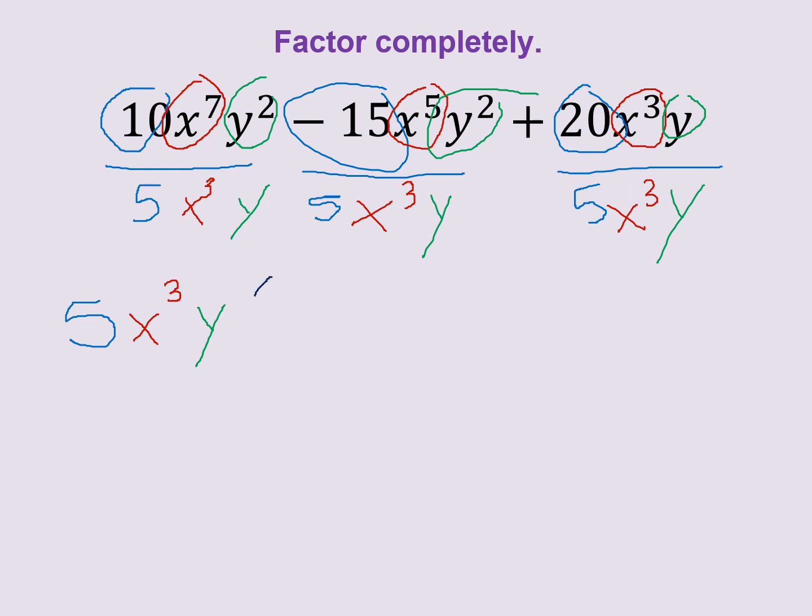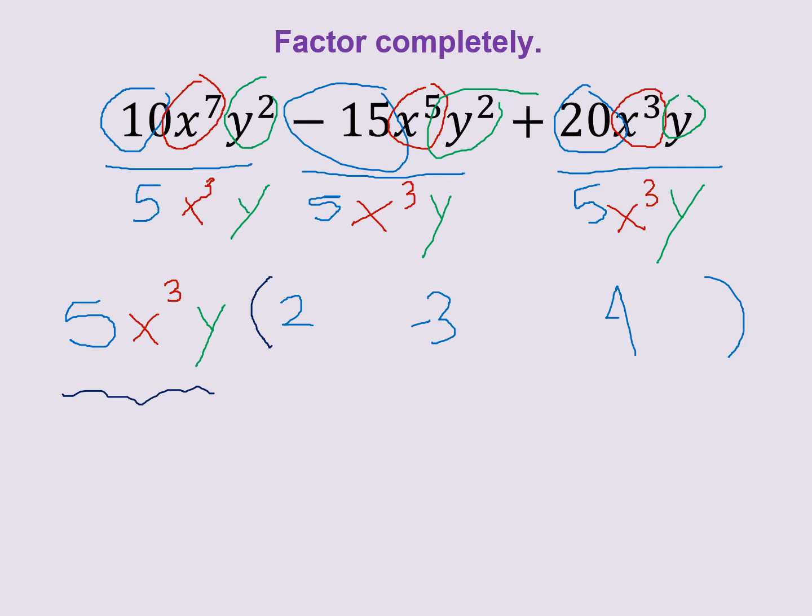So I'm going to put a parenthesis. So this right here is one of our factors. It doesn't just disappear. So then when I look, I'm going to deal with the numerical parts, and I'm going to say 10 divided by 5 is 2. And if we want, we can skip over to the middle. -15 divided by 5 is -3. And 20 divided by 5 is 4. So I just did the numerical part.